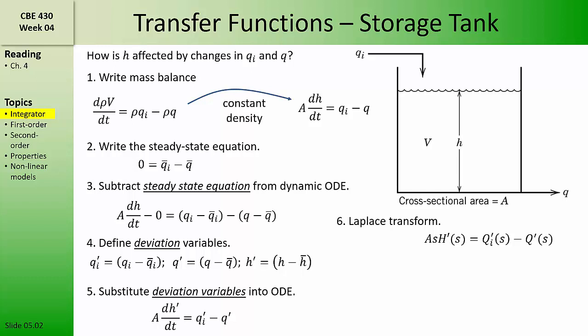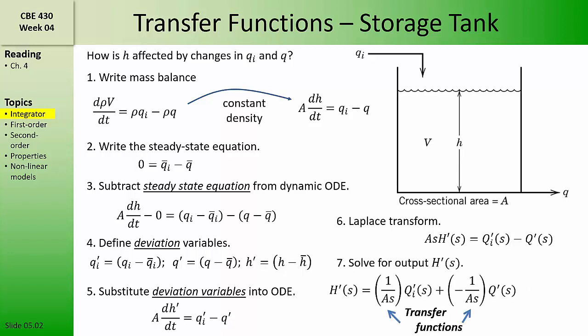Now, one of the advantages of writing the dynamic model equation in terms of the deviation variables is that often we'll be describing situations in which the initial values of all of the variables are their steady state values. You'll remember from the last chapter that the Laplace transform of the time derivative of h should be s times h minus the initial value of h. And since we've written this in terms of the deviation variable, the initial value is 0, so that term goes away. Of course, the Laplace transform of qi prime is capital Qi prime of s, and the Laplace transform of q prime is capital Q prime of s.